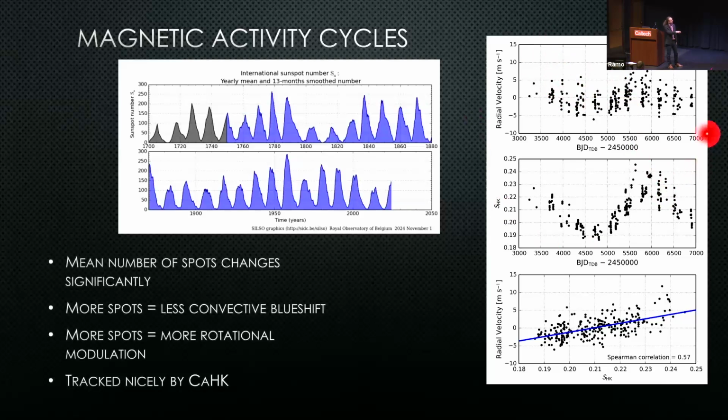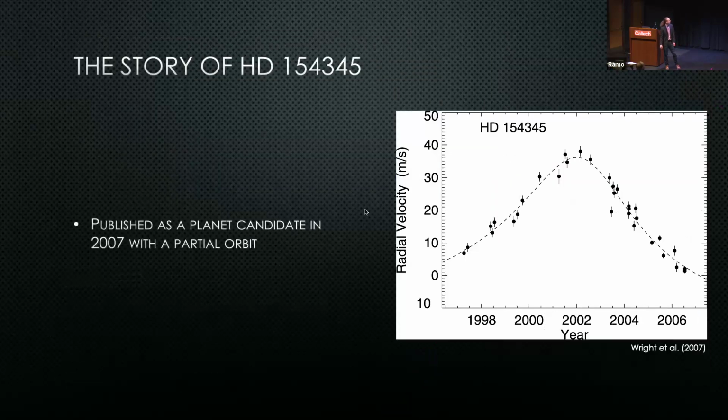You'll also notice that at the time when the activity is maximum, you see more scatter in the radial velocities due to that rotational modulation. And it's actually quite well correlated linearly with the radial velocities, which in the past have been used to try to correct this using that linear correlation. So this is a problem, especially for long period planets on decade time scales.